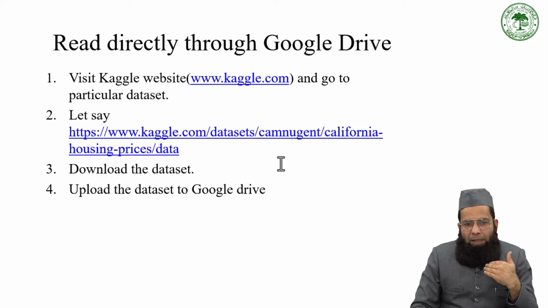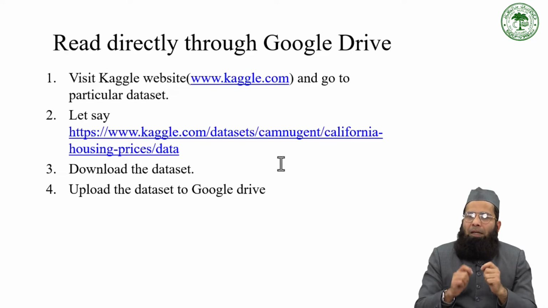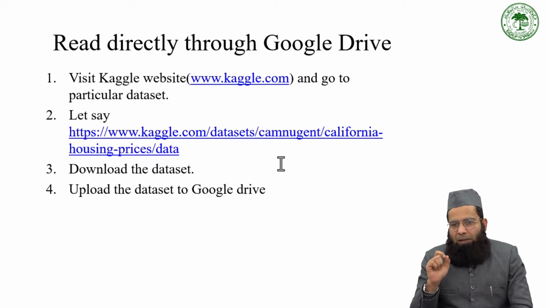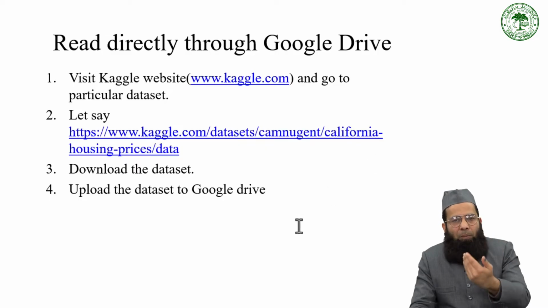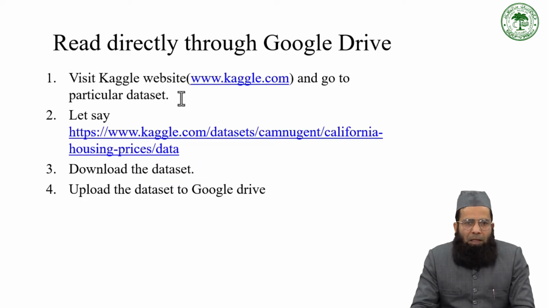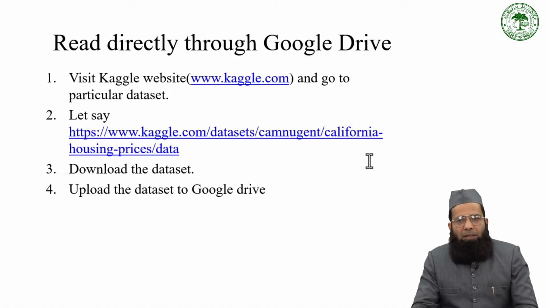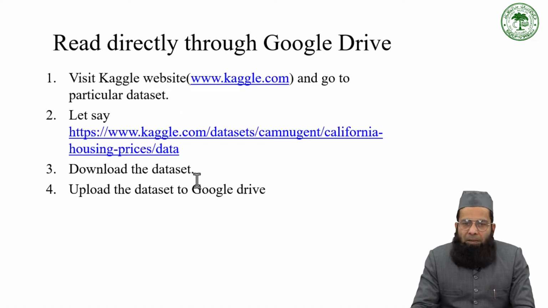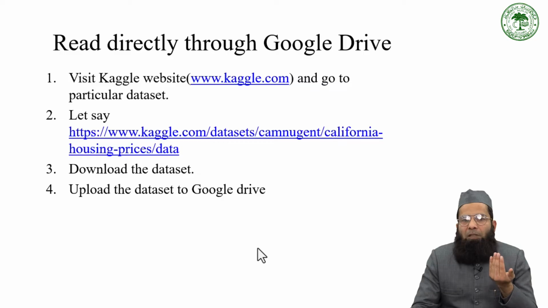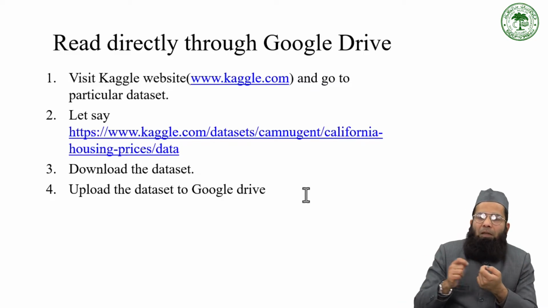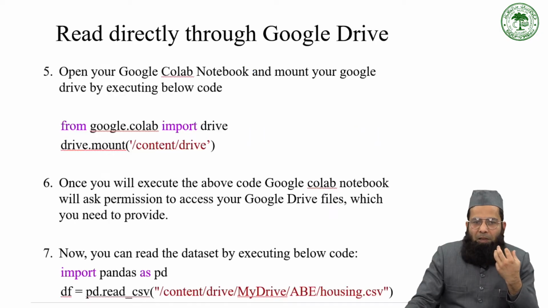So the next option is you can read directly through Google Drive. That is the third option that I'm discussing here, reading directly through Google Drive, right? So first, how can we read a dataset from Google Drive? First, you need to visit Kaggle and go to a particular dataset. Let's say you are accessing the California housing price dataset. Download that dataset and upload it to Google Drive, right? Just upload it to Google Drive, and then we'll use these options.